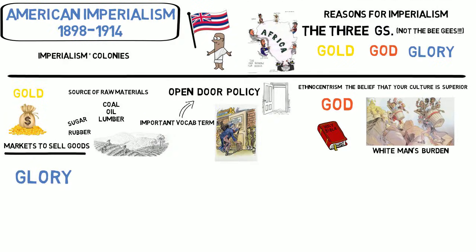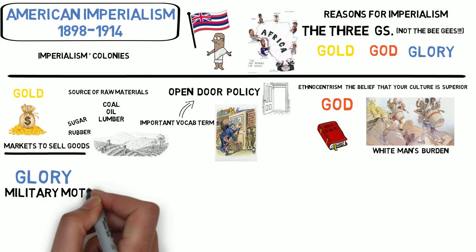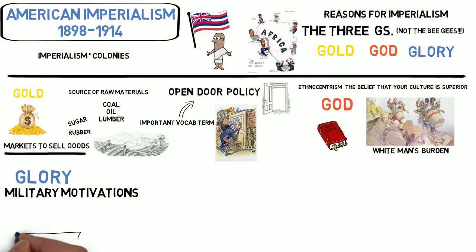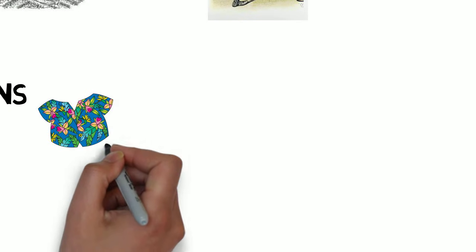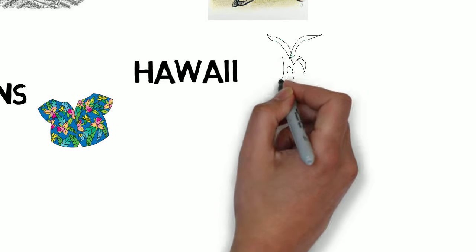The third G, glory, refers to the military motivations for imperialism. Wealthy European nations and the United States desired colonies throughout the Pacific so they could establish naval bases and coaling stations for merchant and naval vessels to refuel and resupply. One archipelago in the Pacific that the United States began to increasingly covet was Hawaii.